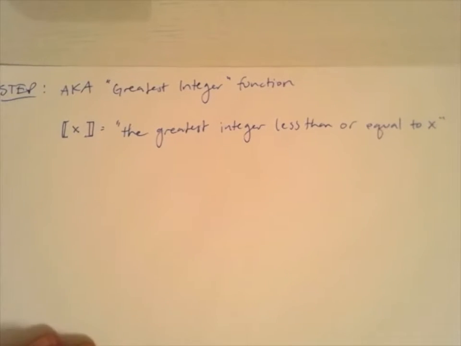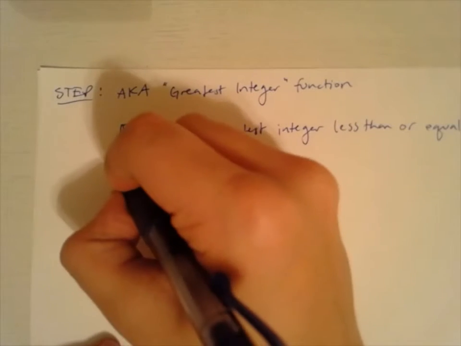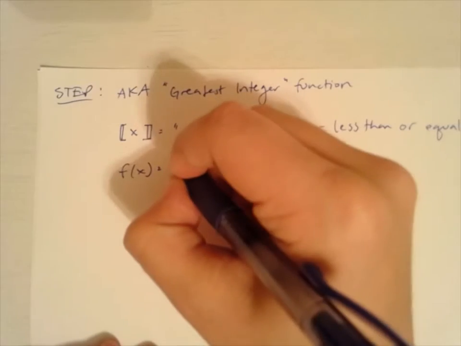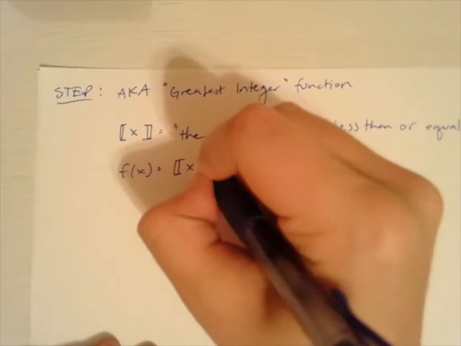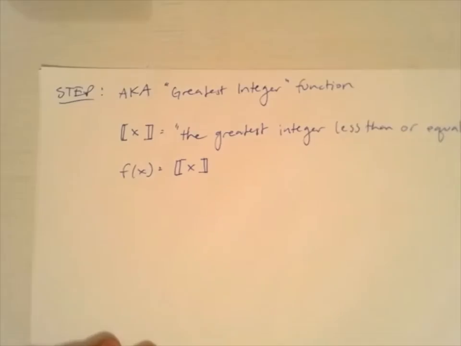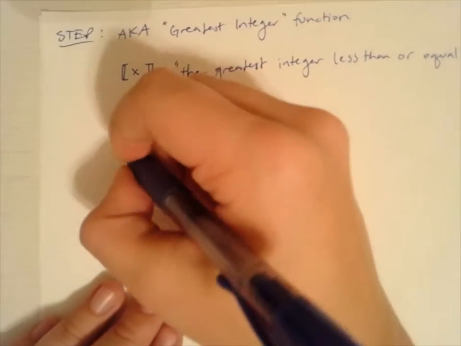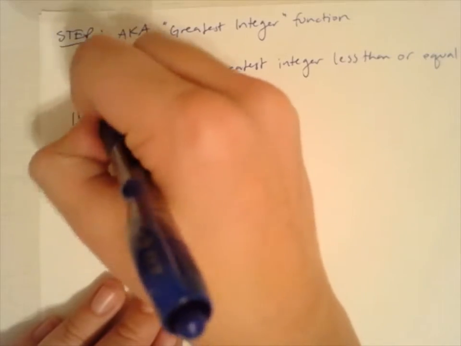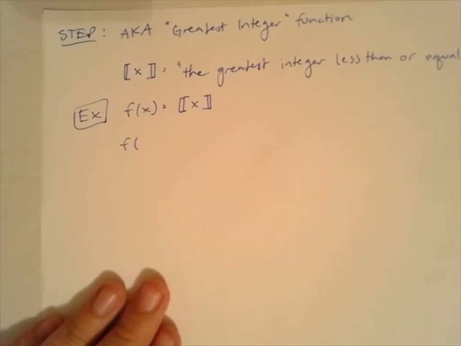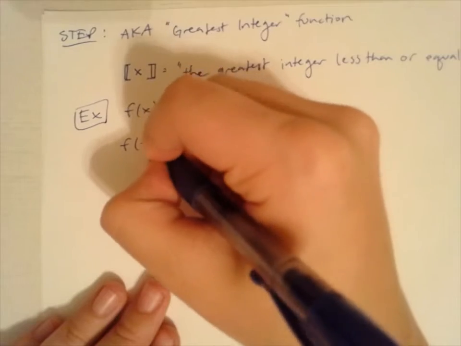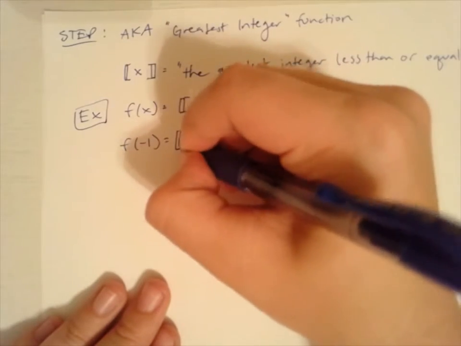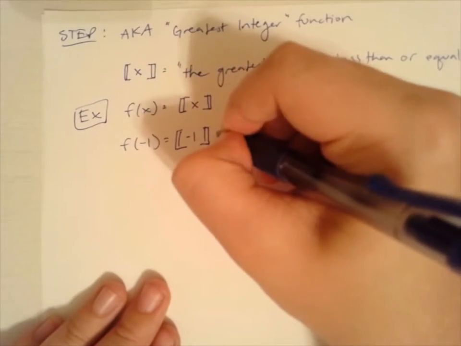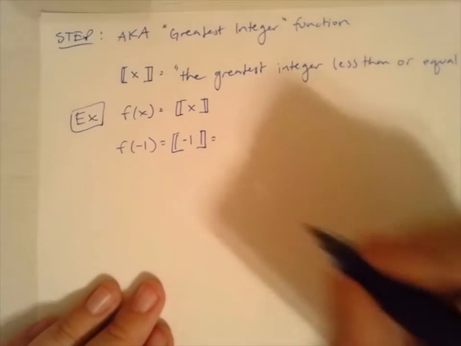So if we have the function f of x equals the greatest integer of x, let's find a few values. Let's do an example. If we wanted to do f of negative 1, then we would throw negative 1 in here, and we ask ourselves that question.